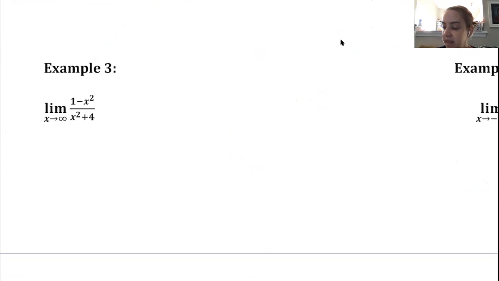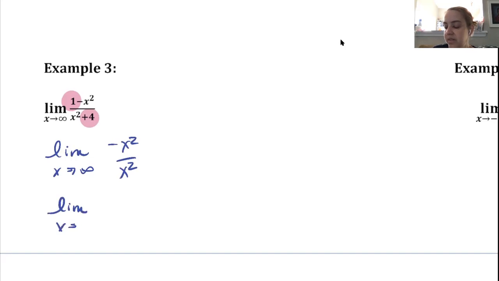Over here, example 3. Again, what is insignificant? The 1 doesn't matter, and the 4 doesn't matter. We have the limit as x approaches infinity of negative x squared over x squared. So be a good algebra student, simplify as much as you can. Those x squareds cancel out. So we have the limit as x approaches infinity of negative 1. So my answer is negative 1.